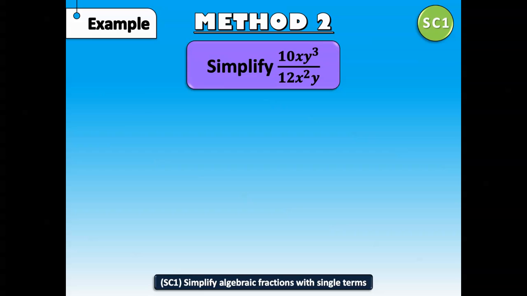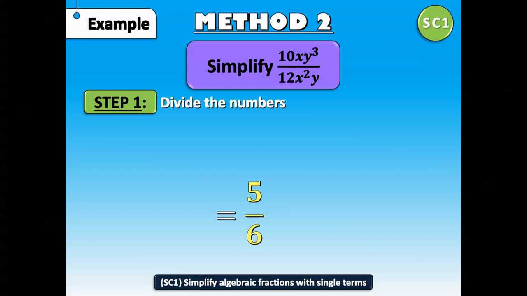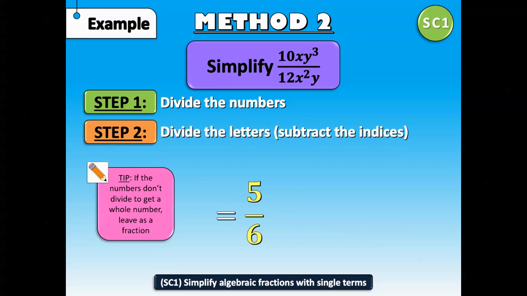Using the second method, if we divide the numbers, so that's 5 over 6, and then x to the 1 divided by x squared, so 1 take away 2 is minus 1, so that means it goes on the bottom. And then y cubed divided by y, so that would just be y squared. So there's our answer.